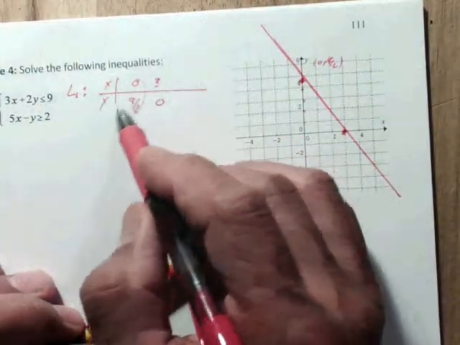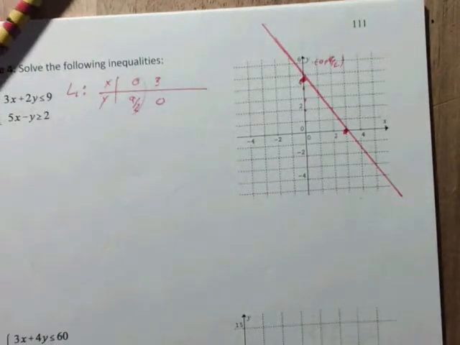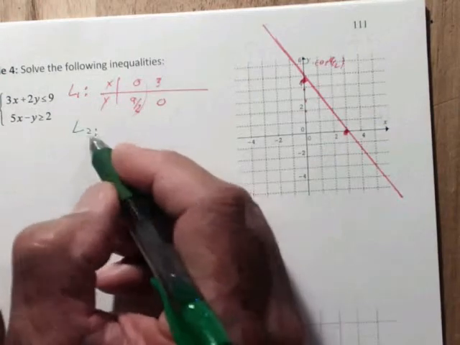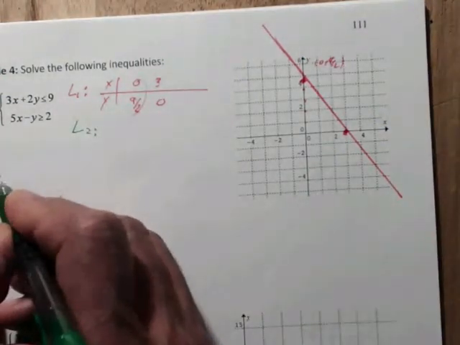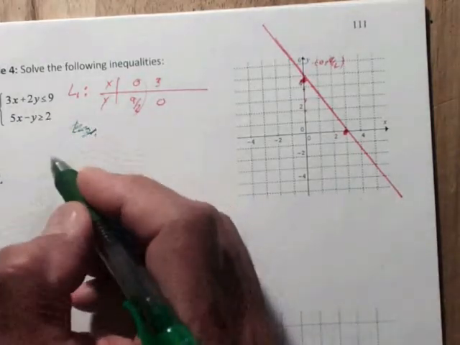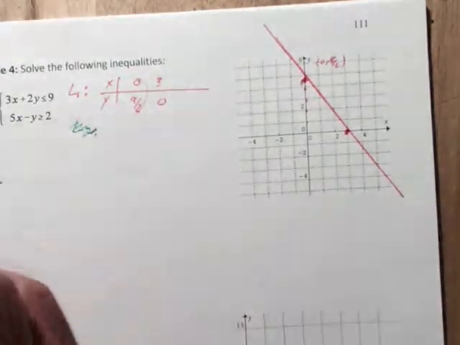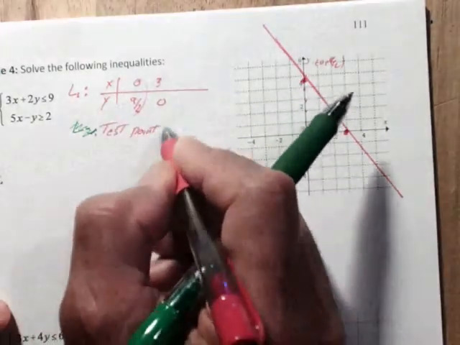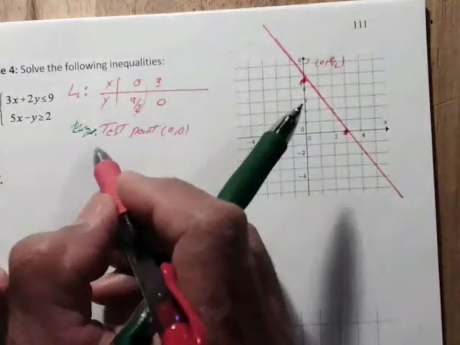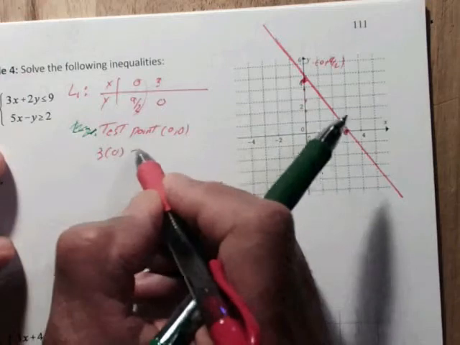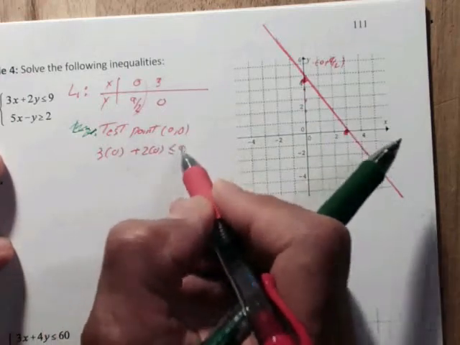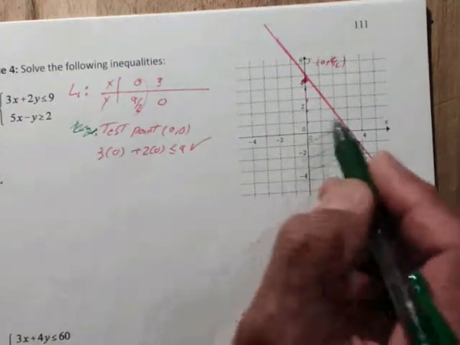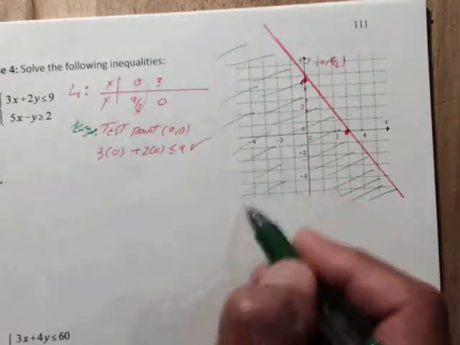And the second one, let me use a different color. L2. Put it here, L2. Let me do the test point here as well. The test point 0, 0. So 3 times 0 plus 2 times 0 is less than or equal to 9. Yes. So that means this side of the line is the solution.